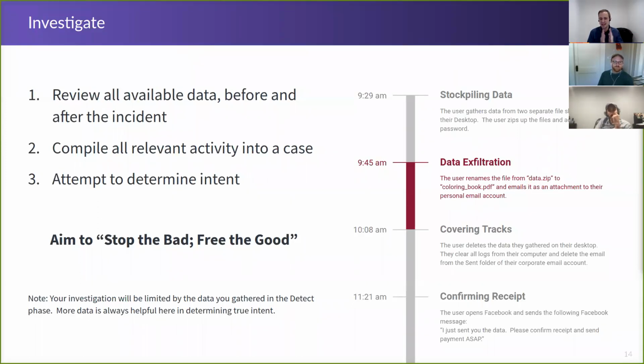Whereas, that very same inciting incident might take an entirely different color if they had just sent it to themselves to go work on from home and actually never sent it to anyone other than themselves. It just went to their own personal email address. Both actions put the company at some degree of risk. Obviously, the intent would be very different, where one person may be just trying to increase their productivity or work on something from a personal machine, whereas in the other case, somebody is actively selling the data for money. So really the intent of this investigate step is to stop the bad and free the good.